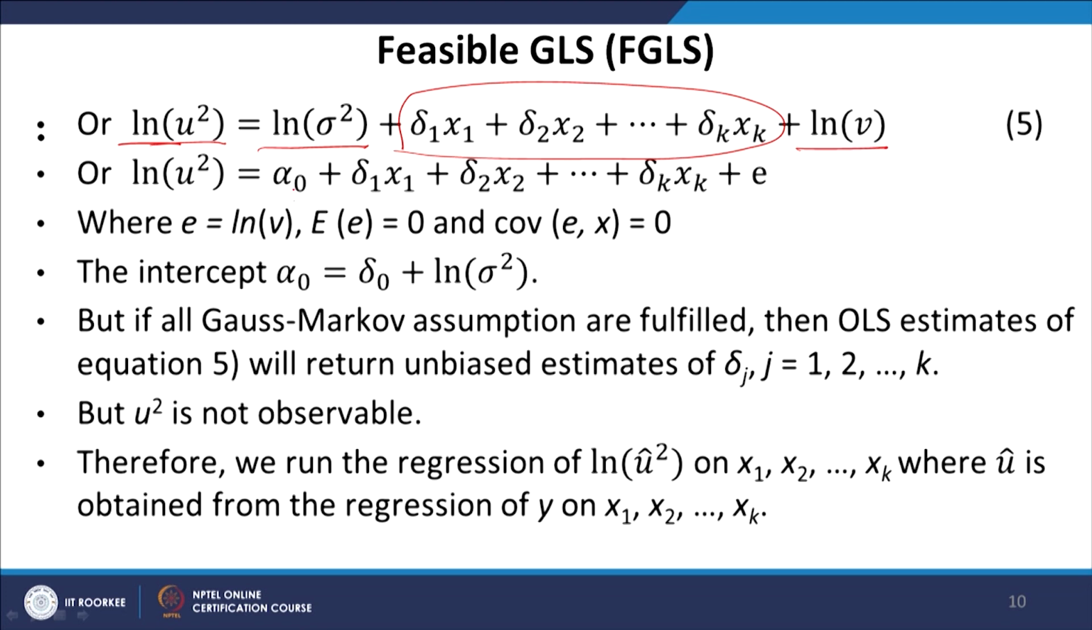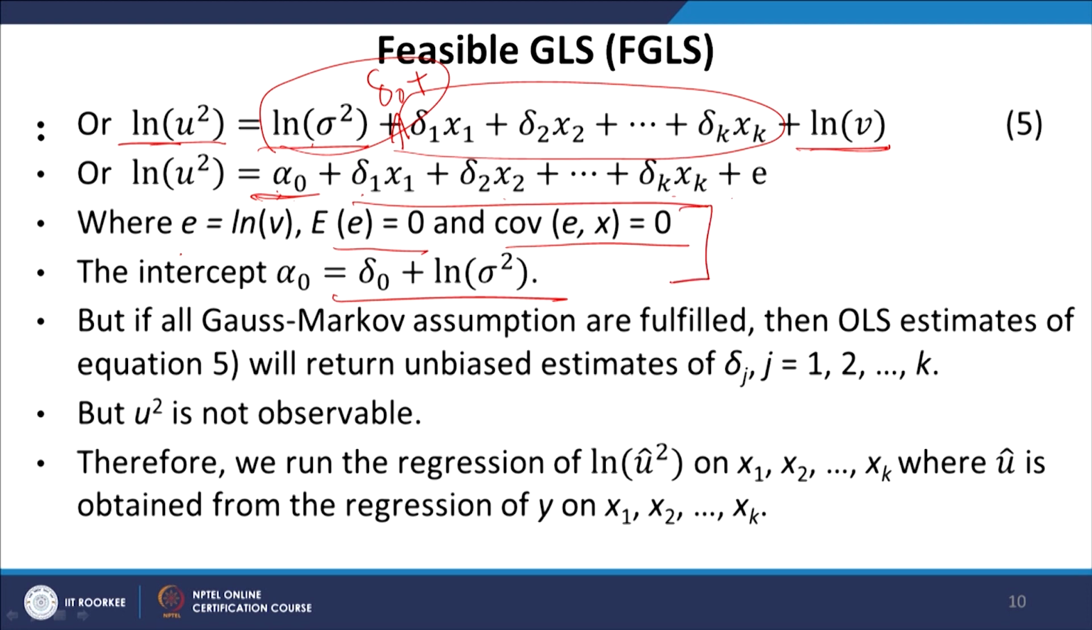Alternatively, I write it as logarithm of alpha naught plus delta 1 x1 plus delta 2 x2 plus delta k xk plus e. Now, you can see that I have missed out one delta naught here. So, alpha naught is actually delta naught plus logarithm of sigma square. These two terms are included in alpha naught and the rest of the things are as they are, and logarithm of v is denoted by e, where the expected value of e equals 0 and the covariance between e and x is also equal to 0. These are required as part of our classical linear regression model assumptions, that is, CLRM assumptions.